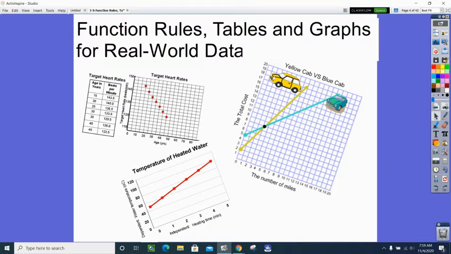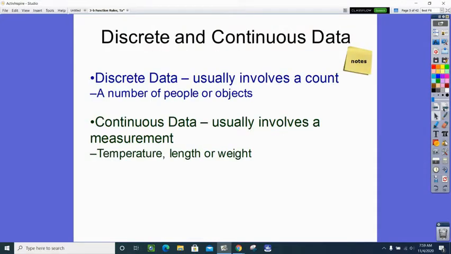Okay, so now let's talk about this idea of these two new words, discrete function and continuous function, and let's take this to the real world. So discrete and continuous data. Discrete data usually involves a count. It's a number of people or objects. Continuous data usually involves a measurement. It's like temperature, the length of something, or weight.